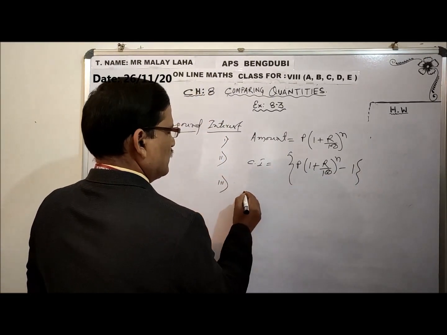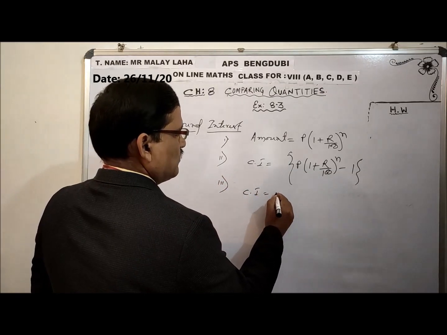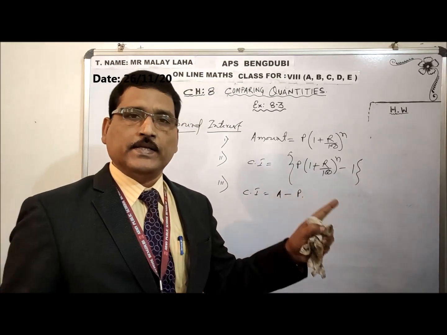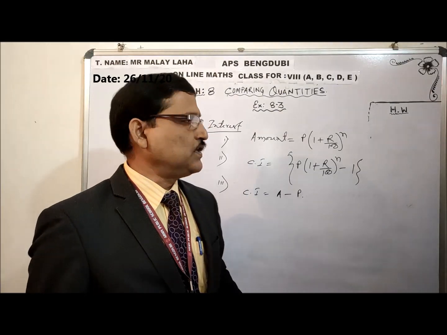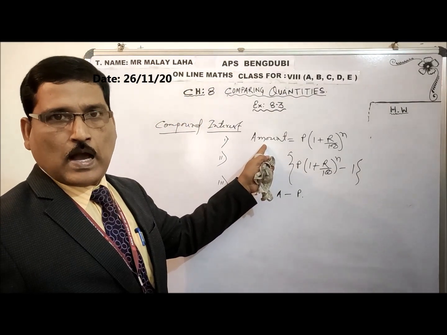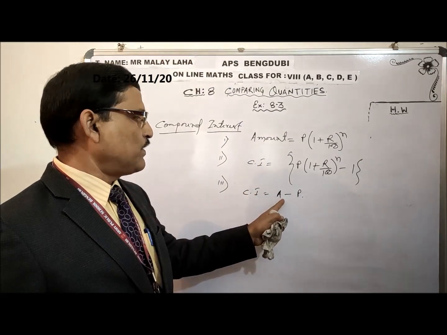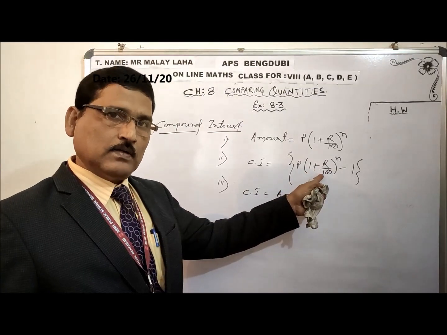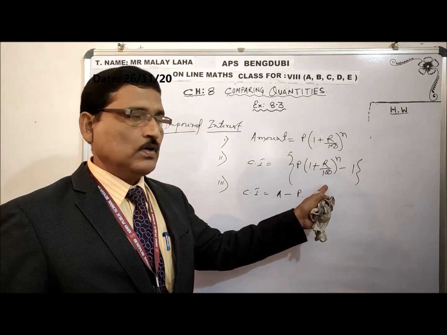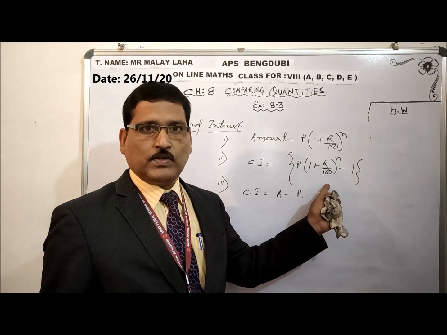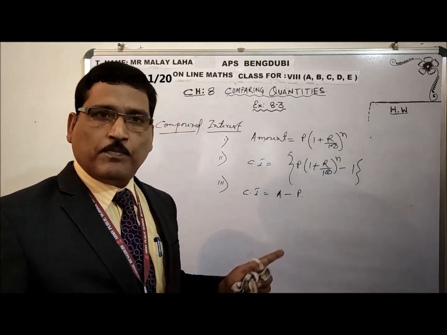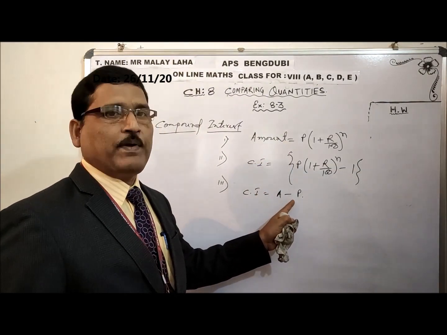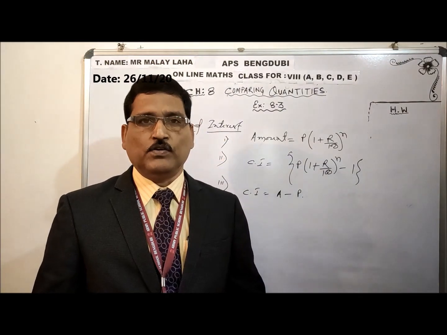Or I can find it this way also: CI equals amount minus principal. So it is better that when at the end of the question you are asked to find the compound interest, you follow the amount formula. After getting the amount, CI is equal to amount minus P. I have seen many students make mistakes while calculating this part. That's why I am suggesting to avoid it. After getting the amount, you subtract the principal from the amount, and you will get the compound interest.